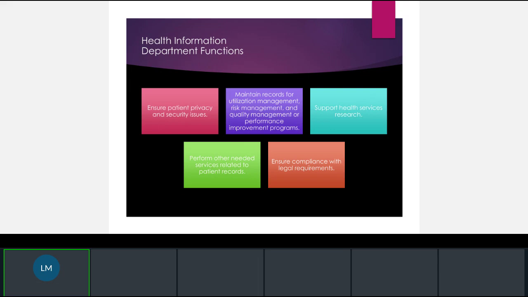They maintain the records for utilization management, risk management, quality management, performance improvement, like a lot of different departments that don't have direct patient care or direct patient contact. They use those records to improve performance in a facility, or to analyze the risks that are involved with the way the current practices are. There's just a lot that goes on.